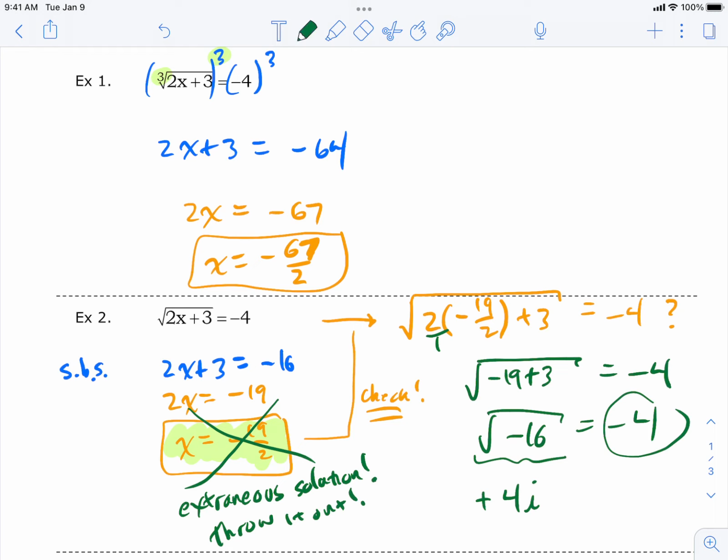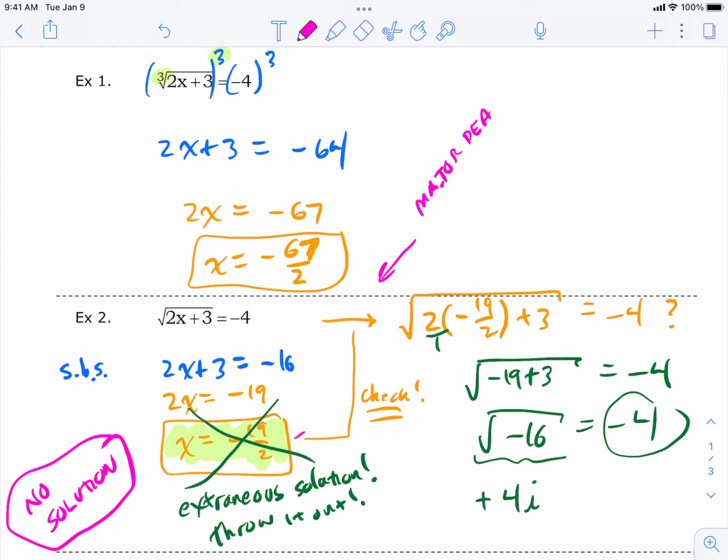We ain't got no positive root. We ain't got no solution. No solution. There is no solution to this thing. We thought we found one, but it didn't work in the original, so therefore we throw it out. This is a major deal when solving radical equations.